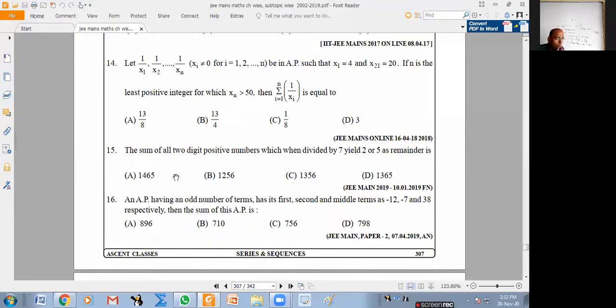The sum of all 2-digit positive numbers which, when divided by 7, yield 2 or 5 as remainder. Okay, I think that is an arithmetic progression where you want numbers in the form of 7k plus 2 and 7l plus 5. There cannot be anything common, so this alone will give you an AP. The smallest 2-digit number that gives remainder 2 when divided by 7: the smallest 2-digit number is 10, so it is 16. 14 plus 2, 16. And from there, keep on adding 7: 23, 30, till you get the last.